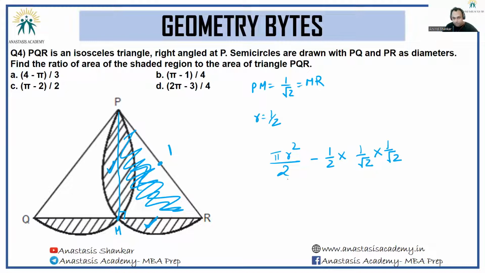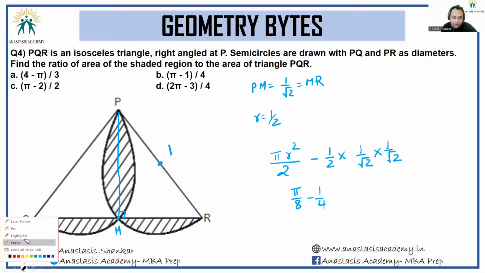Now r square will be 1 by 4. So I get pi by 8 minus 1 by 4. Right, now we have area for these two ticked regions. Hopefully you can see you would have to engage in the exact same processing in order to arrive at area for these two dotted regions as well. You would have to do the exact same processing.